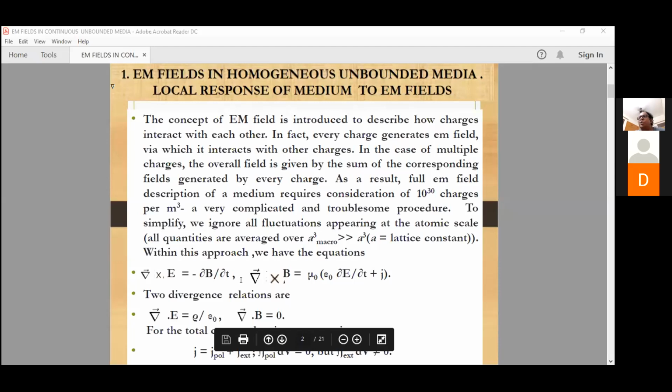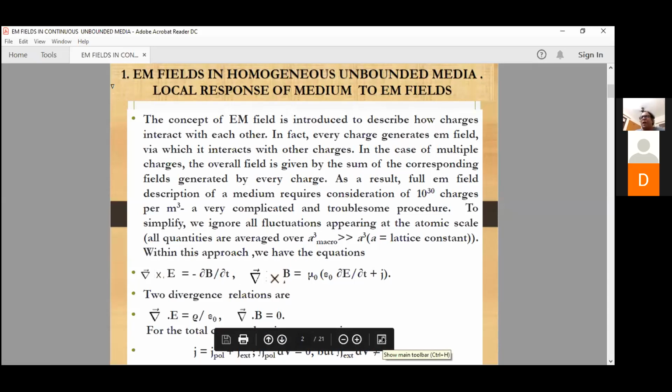Now, anyway, coming to the fact that every charge generates an EM field, in the case of multiple charges, the overall field will be given by the sum of the corresponding fields generated by every charge. As a result, a full EM field description will require as many as 10 to the power 30 charges per meter cube. That is the number of free electrons available, say, in 1 meter cube of metal. It is a very troublesome and complicated procedure.